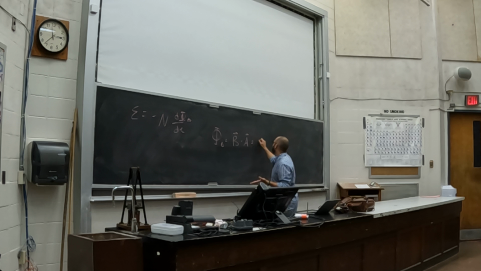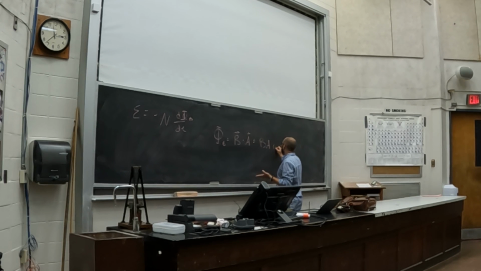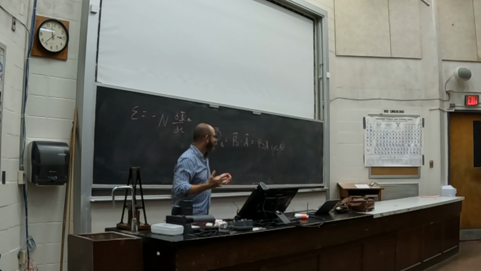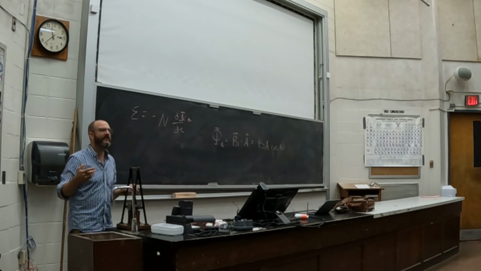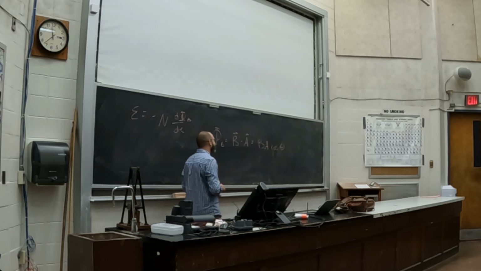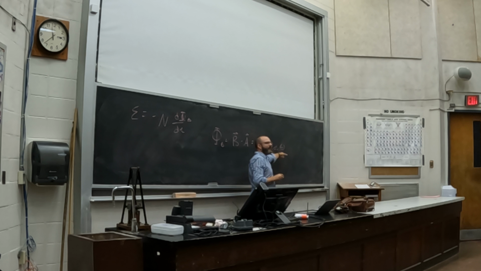But if I unpack that, that's BA cosine theta. Alright? So this tells you the three ways the flux can change. The field can change, the area can change, and we've seen examples of both of those, or the orientation can change. And this is practically speaking the way we always do it, right?